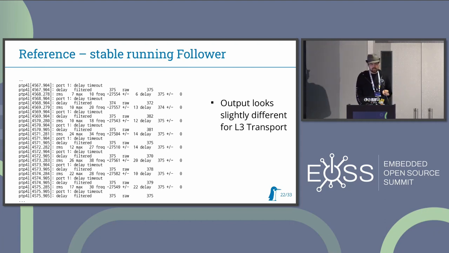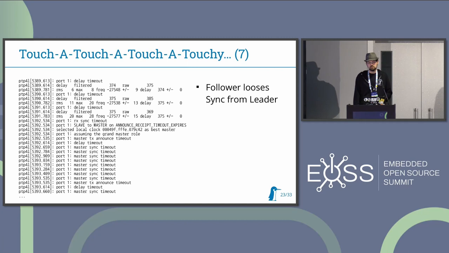We have a delay of 300-ish nanoseconds and we see that our frequency is a bit apart. That's what we'd expect. That's why we do a synchronization, because our clocks are running at different speeds. Note that the output will look different for layer 3 transports. And let's look at failure modes, because that's what we're here for. If we lose sync, that's usually quite a unique pattern that we can scan for.